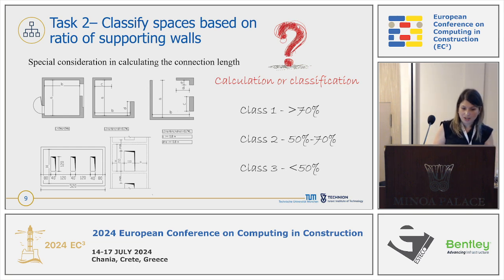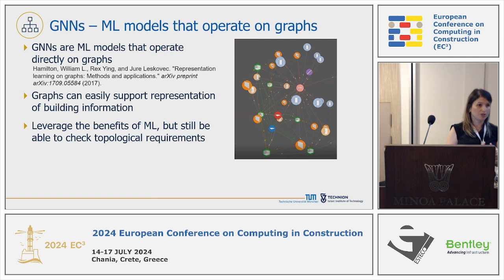And the most interesting thing is that we don't really care about the end number. It doesn't really matter if it's 70, 75, 95, or 100. We just need to figure out, for every space within the security shaft, which of these three categories it belongs to. So this is how we treated this: as a classification task instead of a calculation task. And the way that we are doing this is with graph neural networks, a machine learning model that operates on graphs.